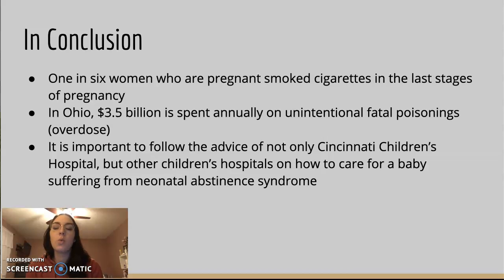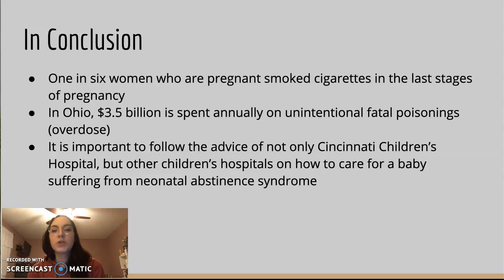In conclusion, 1 in 6 women who are pregnant smoke cigarettes in the last stages of pregnancy. Although this isn't as extreme as drugs such as opioids and heroin and things like that, it still is a risk for the infant to develop issues such as cognitive, physical, motor skill problems. In Ohio, $3.5 billion are spent annually on unintentional fatal poisonings. So these are overdoses in hospitals.